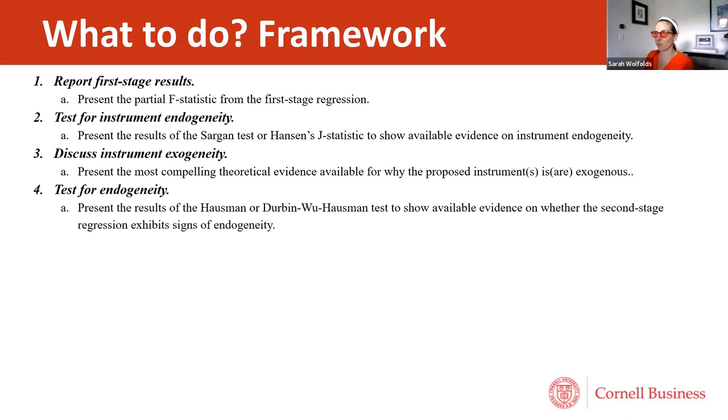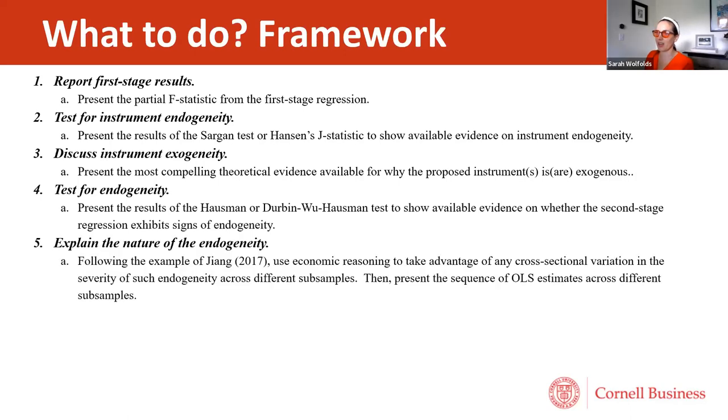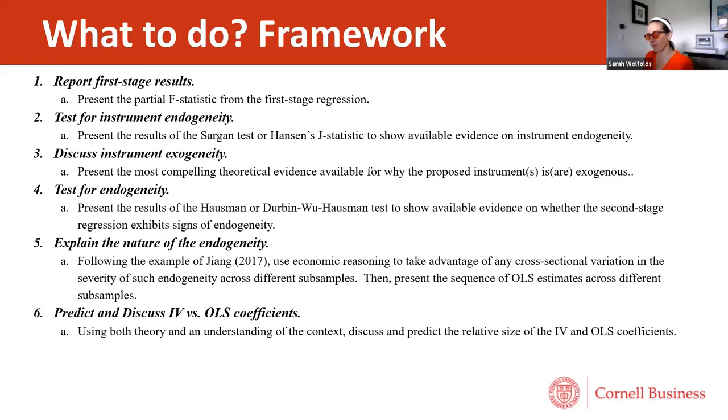Of course, again, as much as possible, do your test for endogeneity. But really importantly, explain the nature of endogeneity, right? So explain the directionality of the bias that you expect, and if it's available to you, examine how endogeneity might differ across different subsamples to try to make more compelling cases for the nature of endogeneity.